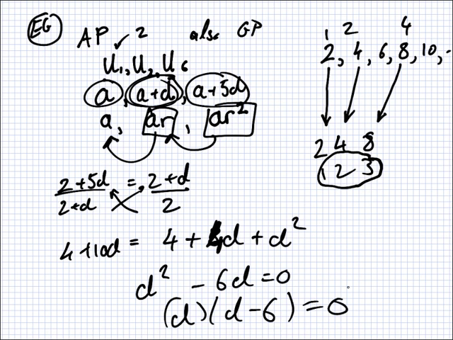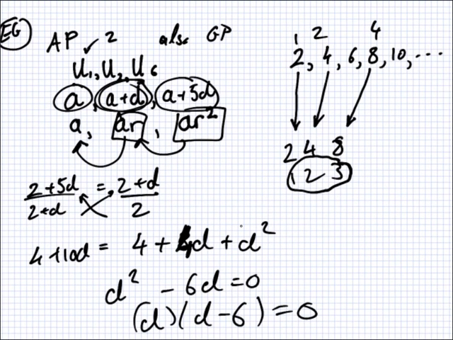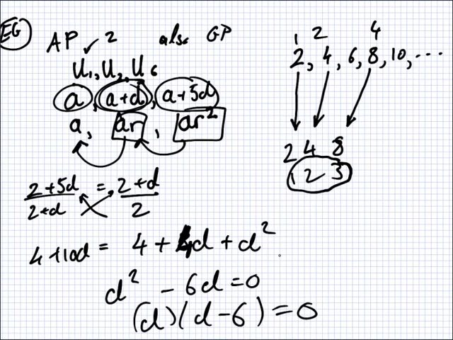Now, only one of those answers makes sense. 6. Yeah, why not the first one? D is 0. I guess it can be. Well, it's not going to be a sequence if you're not adding anything, is it? So D doesn't make sense. So, anyways, D is 6.